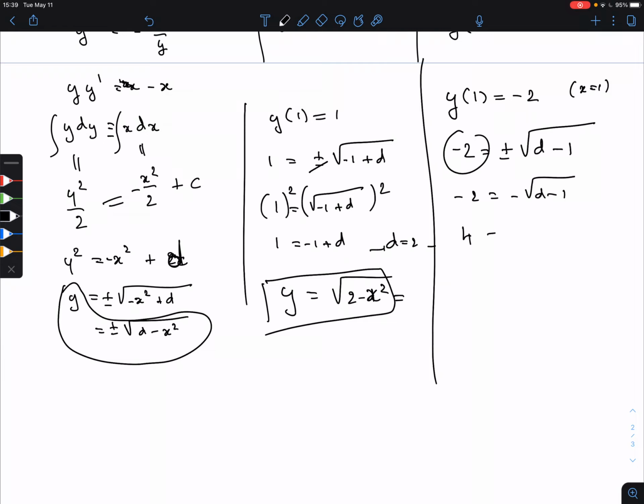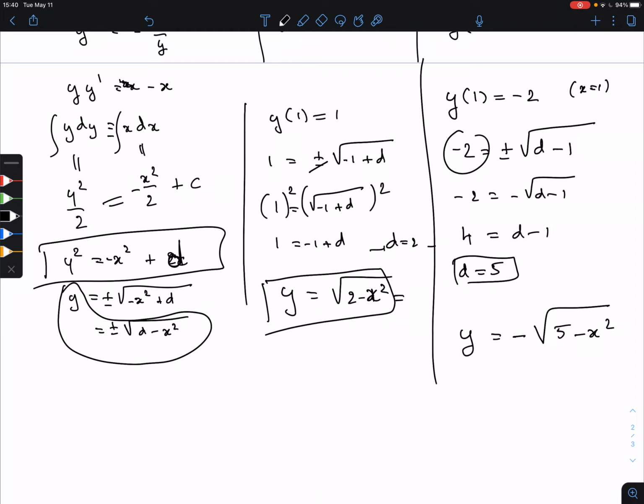Let's square both sides. 4 is equal to d minus 1. So we see that d is equal to 5. So our solution is y equals the negative radical of 5 minus x squared. So the initial condition tells us, when we do the implicit, we have an implicit equation, this one, which is the equation of a circle, right? If you bring the minus x squared to the other side, this is exactly how circles look like, circles centered at the origin, which the picture showed us, right? Now, that's an implicit equation.